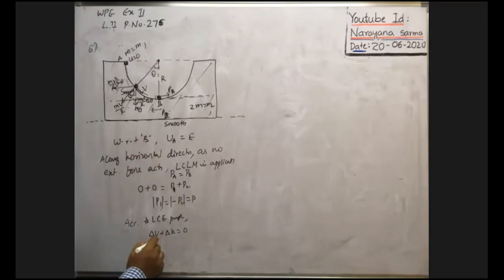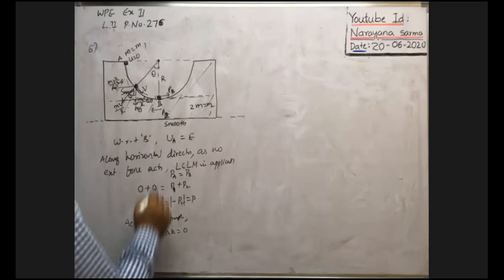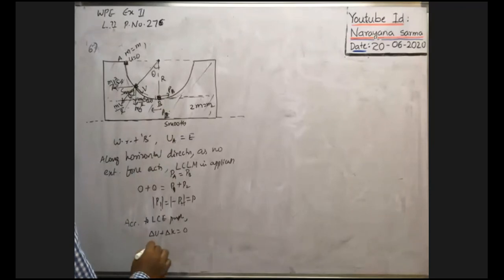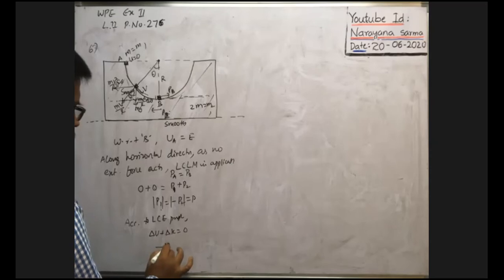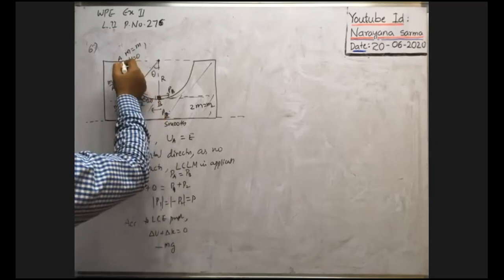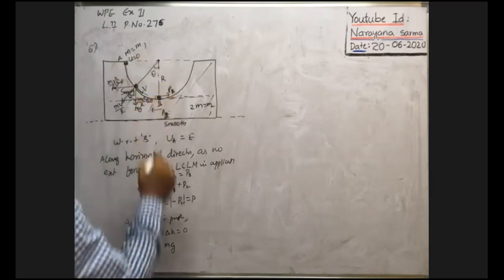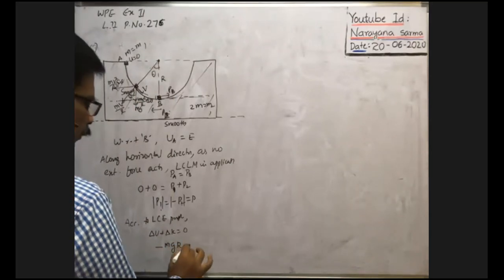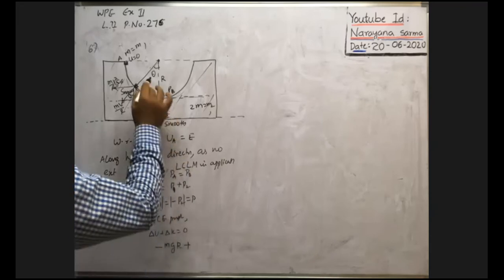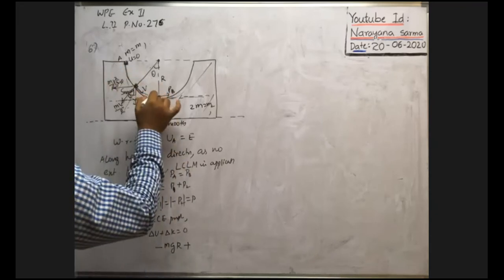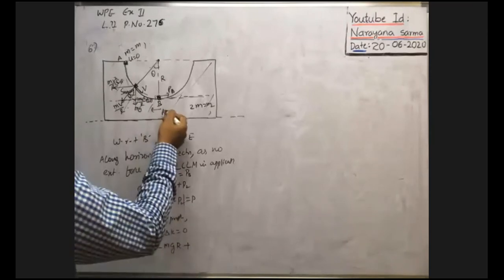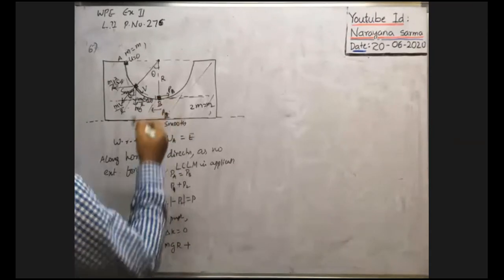Whenever the body comes from this position to this position, there is a loss of potential energy. Loss of potential energy is minus m g into r, because the body comes down through a distance equal to r. Plus the gain in kinetic energy: due to the loss of potential energy, there is a gain in kinetic energy by the system. What is the gain in kinetic energy?